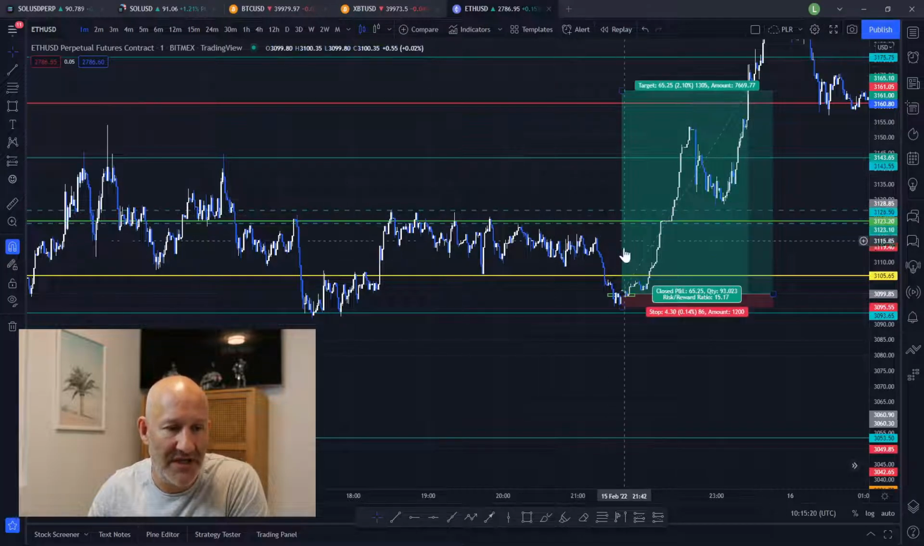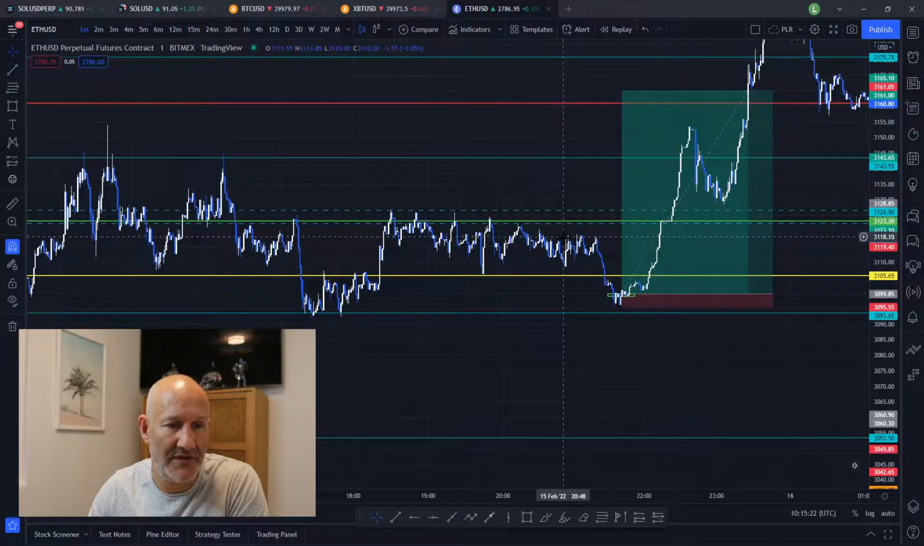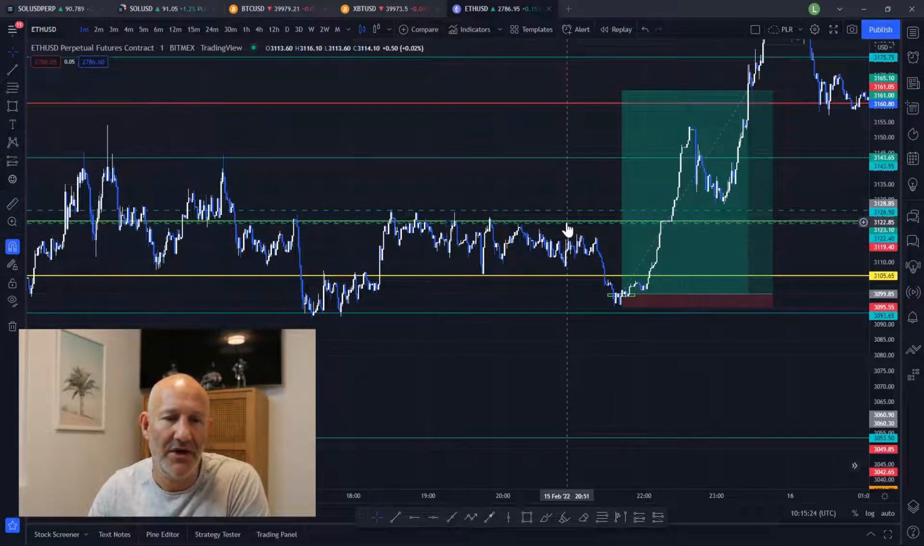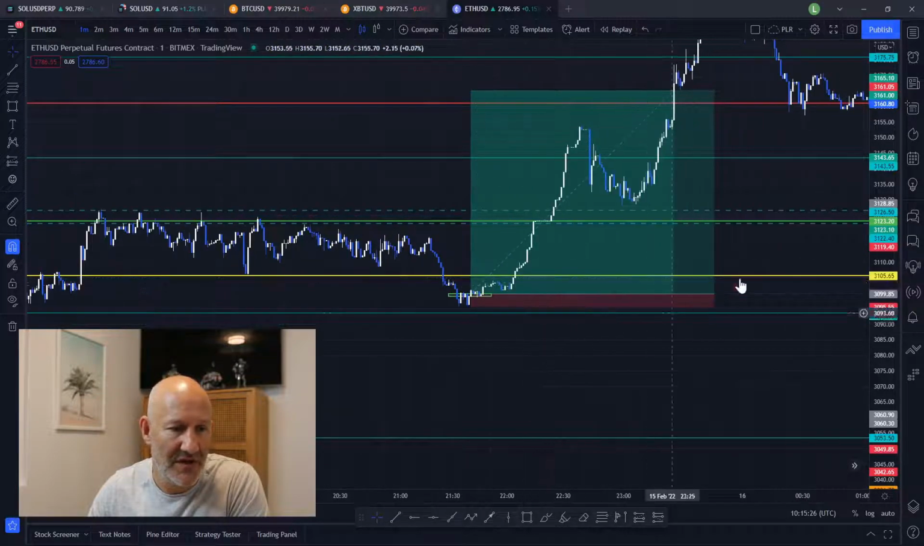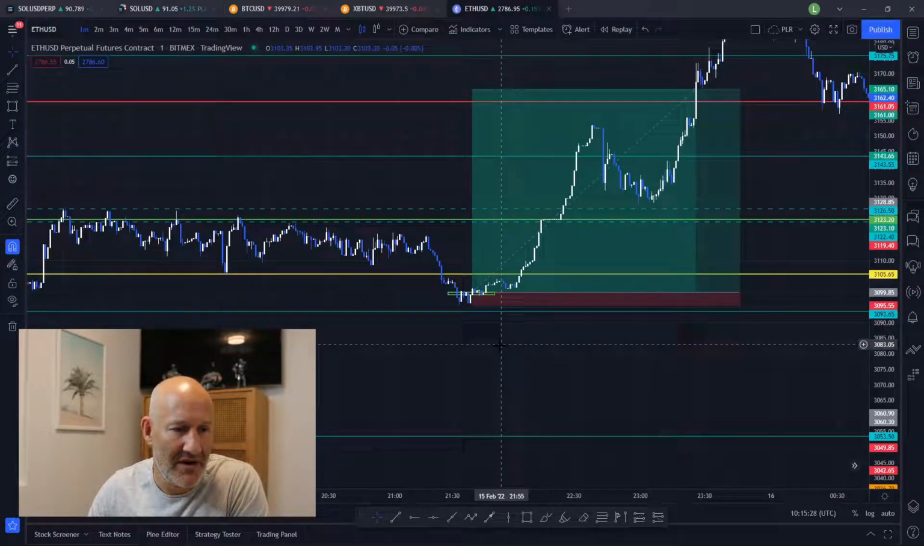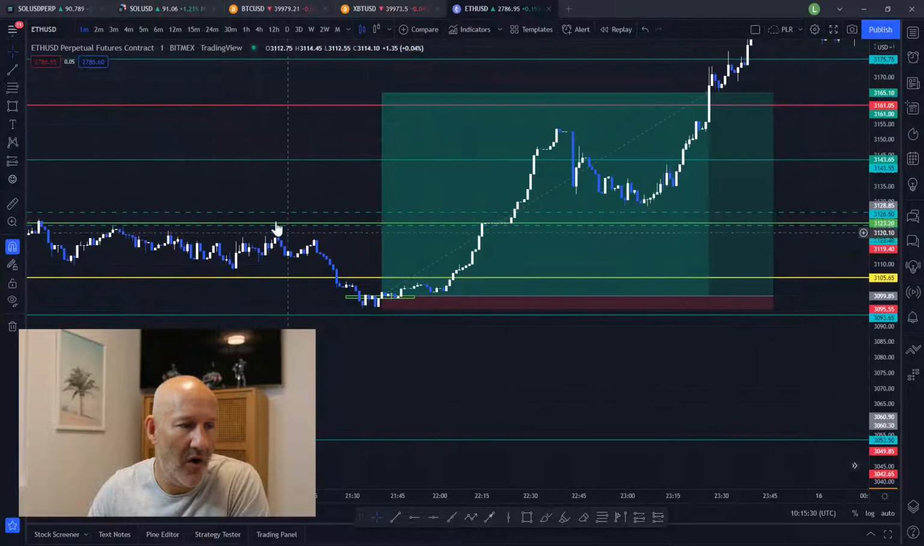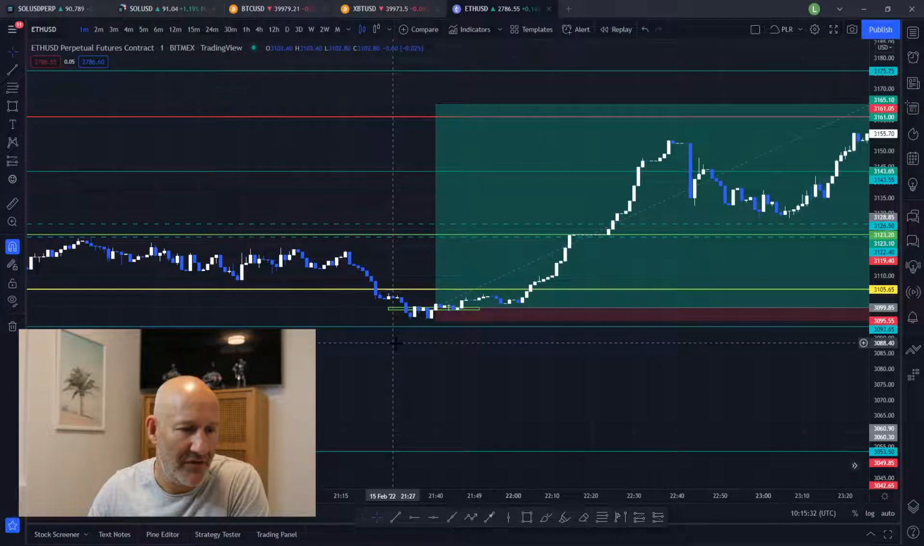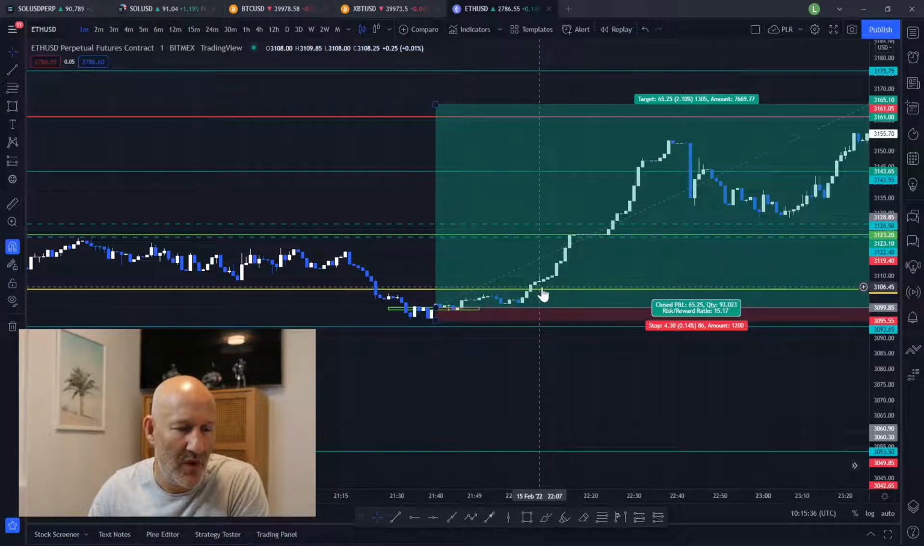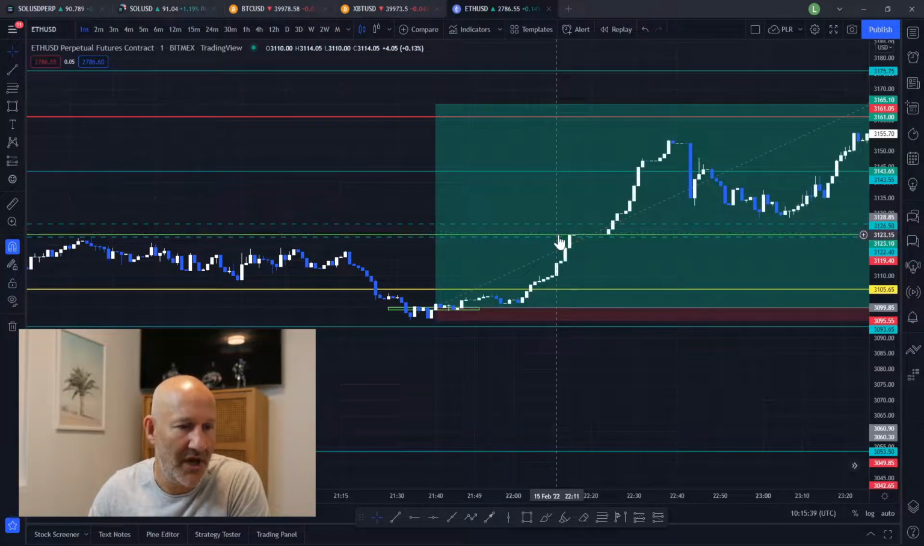The way ICT teaches it, he just talks about looking left and looking to that first level, getting in and getting out. You can see that if I'd actually done that, the trade just pretty much went my whole way right from the beginning. You can see it just went sideways a little bit, and then once it broke this level, it just shot straight up there.